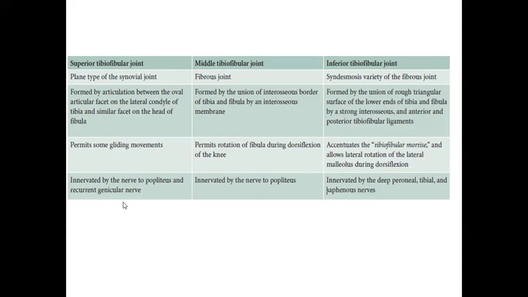Talking about the nerve supply, the superior one is supplied by the nerve to the popliteus and the recurrent genicular nerve. The middle one is via the nerve to the popliteus. ये मैंने आप लोगों को बताया था जब मैंने बताया था कि nerve to popliteus, in addition to supplying the popliteus, also supplies some of the structures जो पूछे जाते हैं वो यही हैं. Inferior tibiofibular joint is supplied by the deep peroneal, tibial and the saphenous nerve.